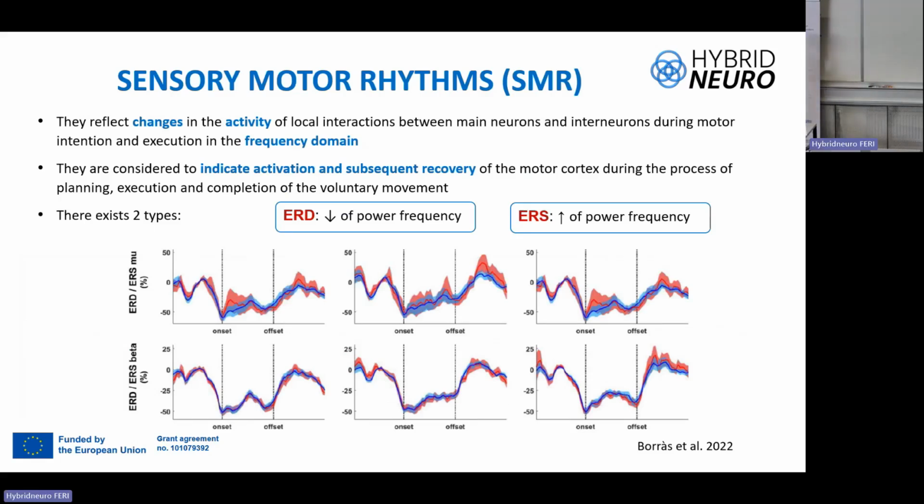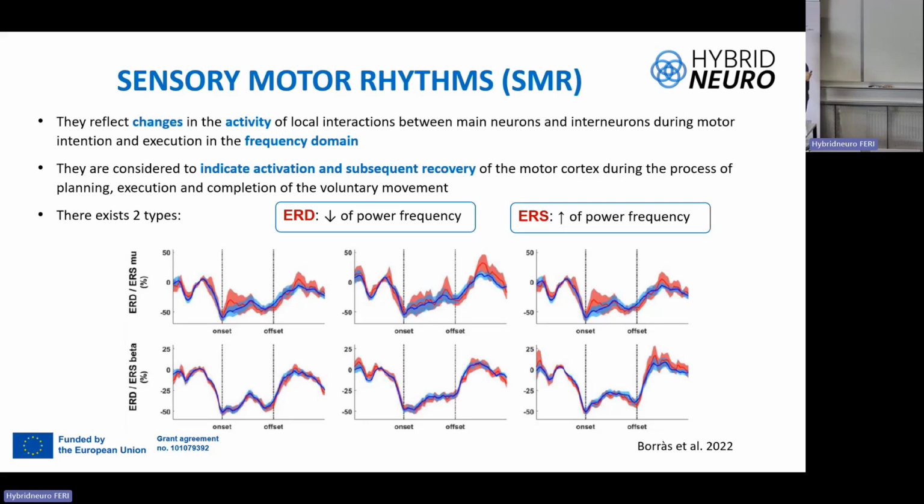There are also two very well-known rhythms: the event-related desynchronization and synchronization. When you start the movement, there is a desynchronization, and when you finish the movement, there is a synchronization. Here we can see it in the onset and in the offset at the end of the movement. This is for the mu band and this is for the beta band. Okay.